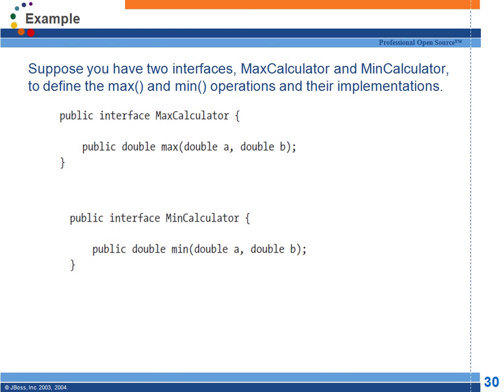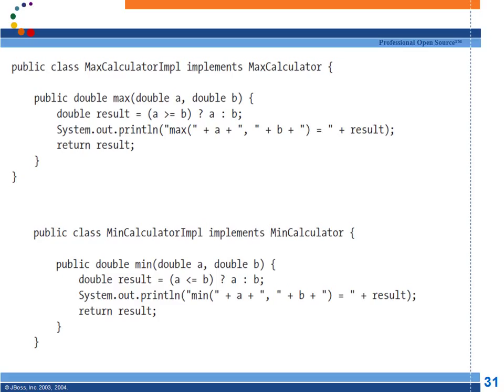Assume that there are two interpreters. Calculator has the same calculator class. There are two interpreters. Max calculator, which will return you a max of A or B. Min calculator will return a minimum of A and B. And I have two implementations: max calculator IMPL implements max calculator, and min calculator implementation. My arithmetic calculator earlier had four methods: add, subtract, multiply, divide.